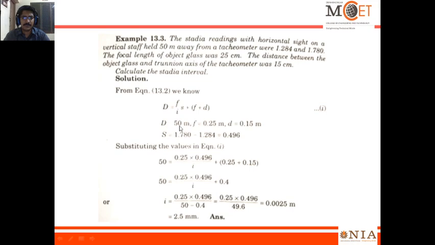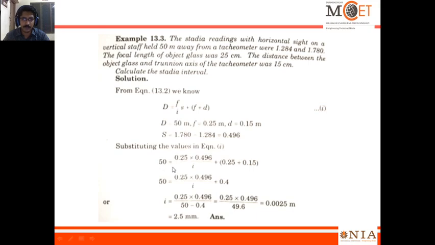The d is 50 meter, focal length is, so now the d becomes the decision maker. The unit is meter, so try to convert all in meter. So f is equal to 0.25 meter, d is equal to 0.15 meter, s is the staff intercept, equal to top minus bottom, which gives 0.496.